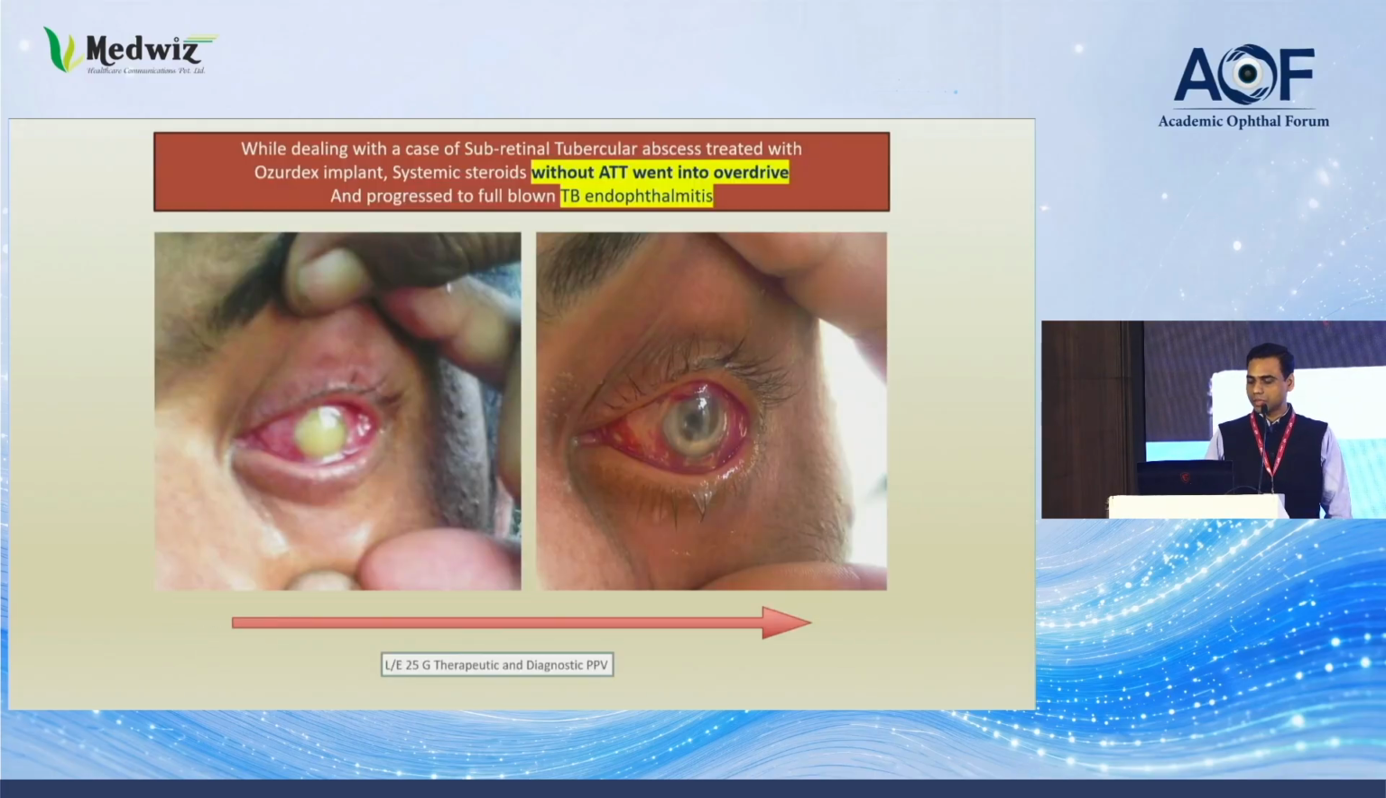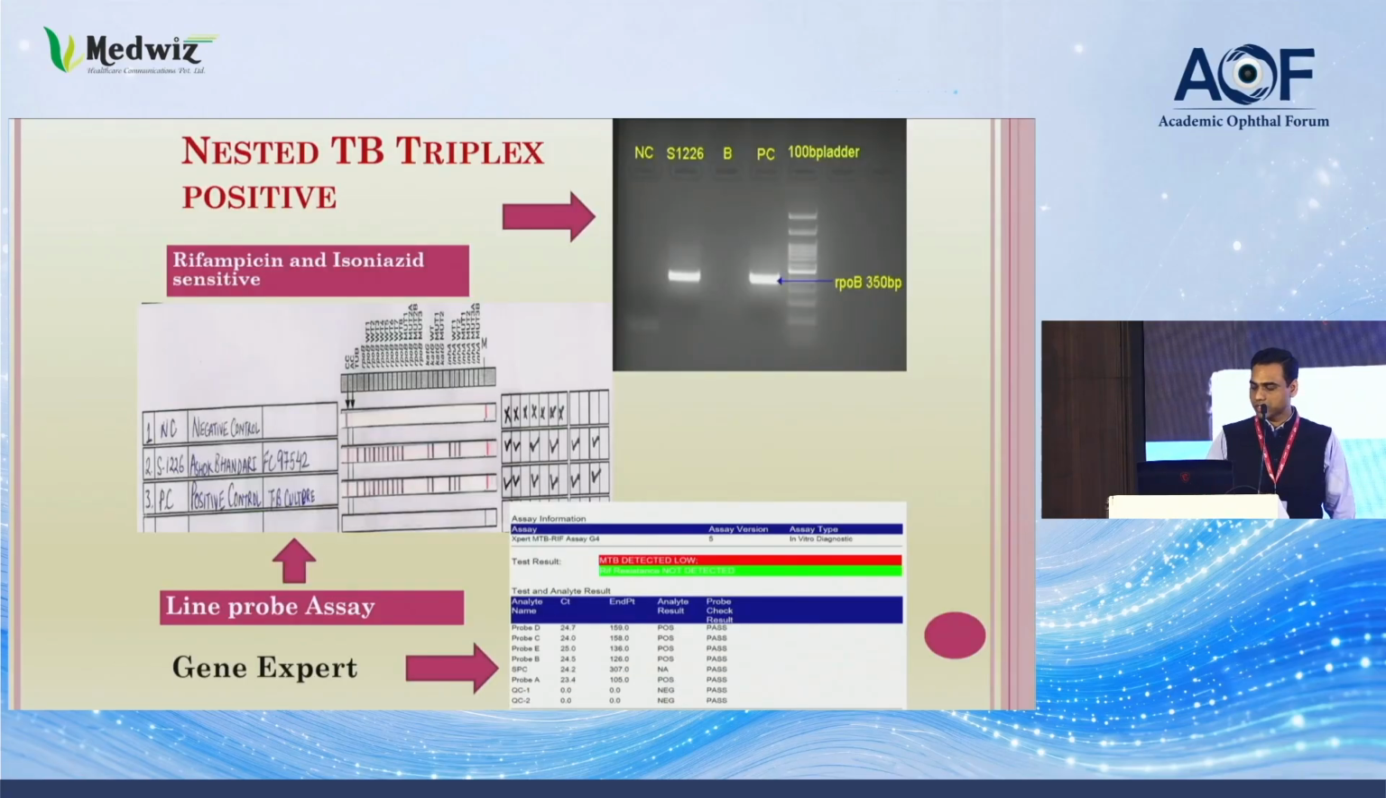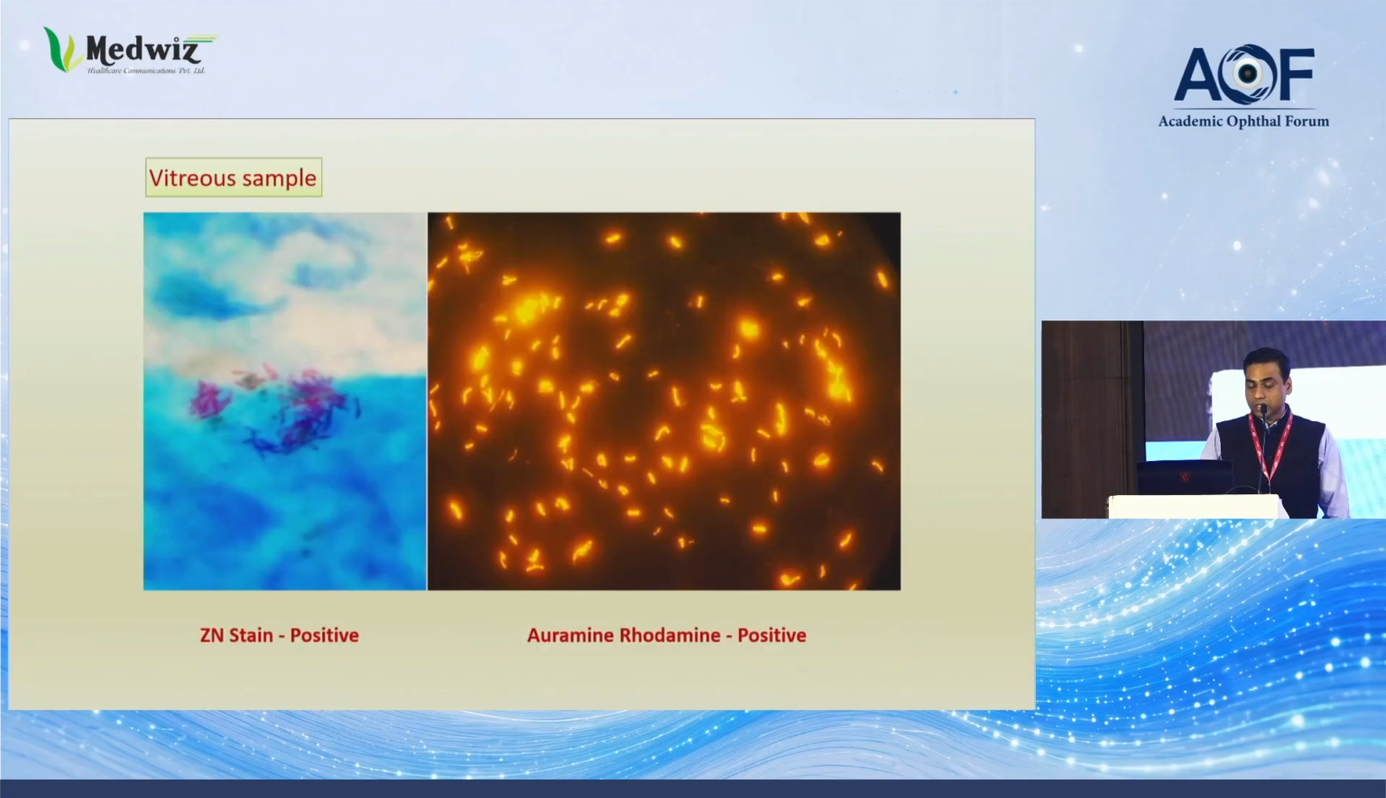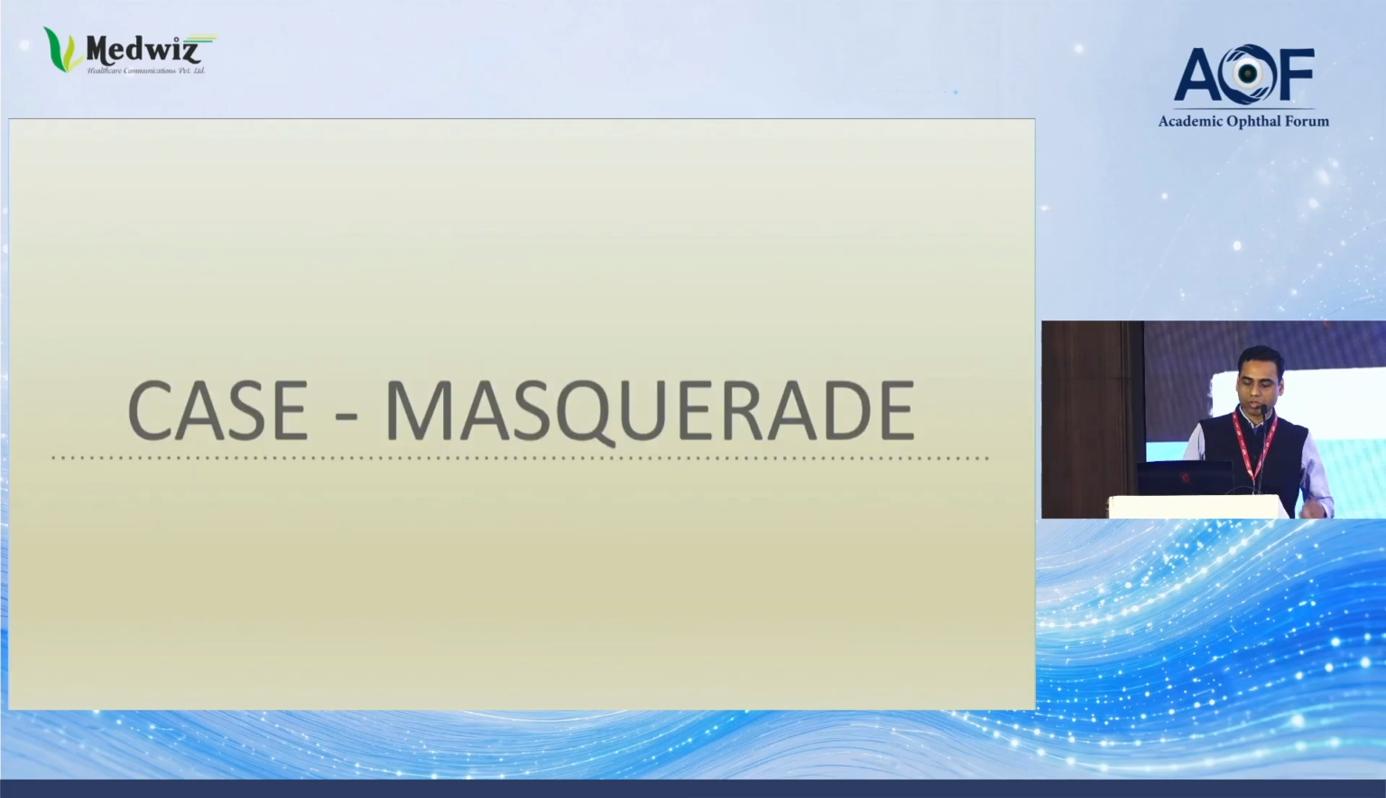This is what happened to the patient as tubercular endophthalmitis. The whole idea of showing this case is that TB can be a multibacillary disease where it progresses to tubercular endophthalmitis. The eye was eventually lost, and even the culture grew the TB bug. Auramine-Rhodamine, Ziehl-Neelsen, everything was positive in this case. Thank you very much.